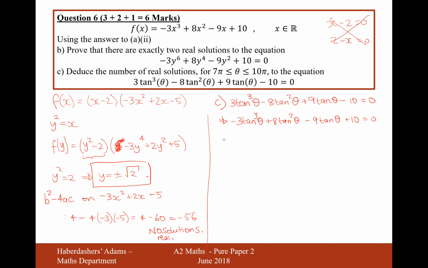Okay, so now what we can do is we can use the factorizing that we had before. So it's going to give us tan theta minus 2, and then the next one is going to give us minus 3 tan theta, tan squared theta plus 2 tan theta minus 5 equals 0. Now this part here we've just worked out has no real solutions. So what we're now testing out is the solutions for tan theta equals 2.